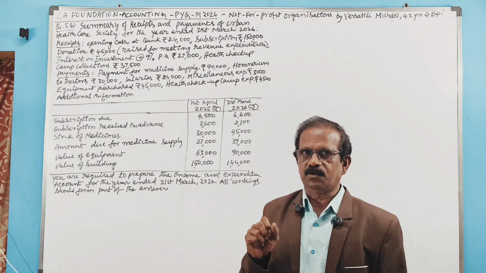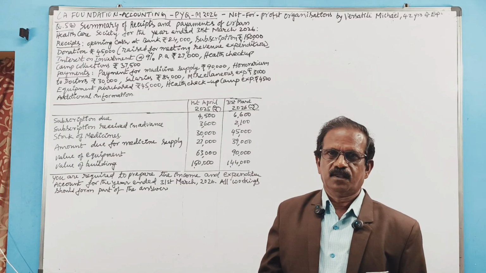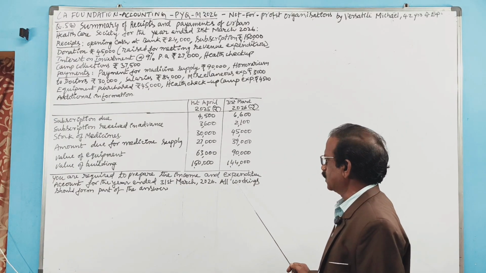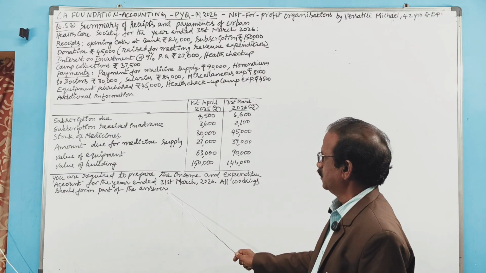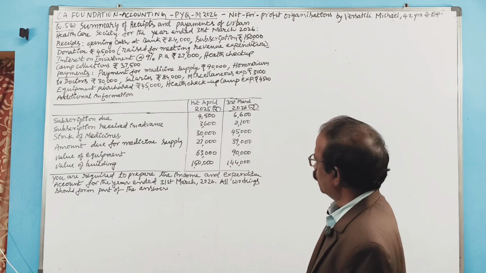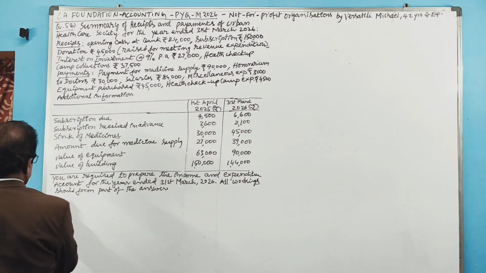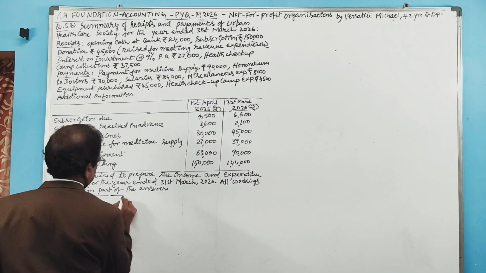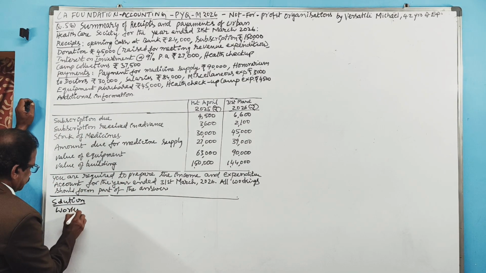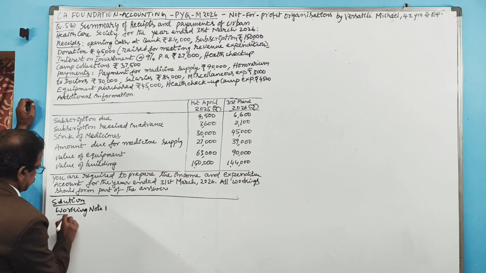In the income and expenditure account, we need to do certain working notes, because the question is directing that all working should form part of your answer. So we have to do certain workings. Let us start here. Solution. Working note 1.